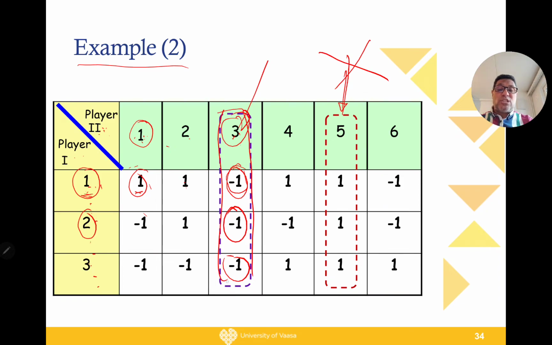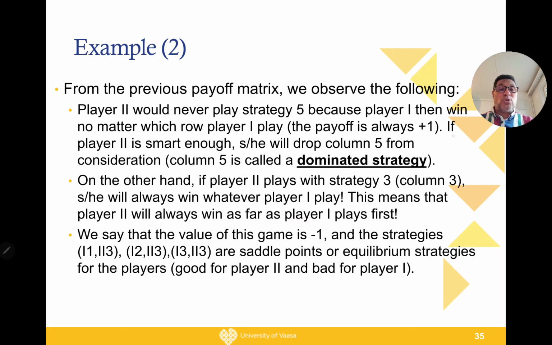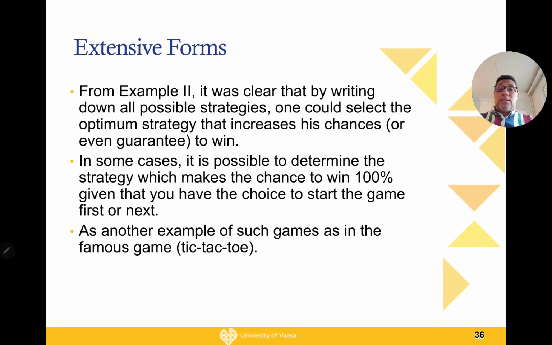Okay, so this is called dominant strategies, because it is known that player 2 will always play strategy 3, and player 1 doesn't have any other option to deviate from this case. So it is called a dominant strategy, as shown here. Yes, so the extensive form actually gives you a way to win, for example, 100%.